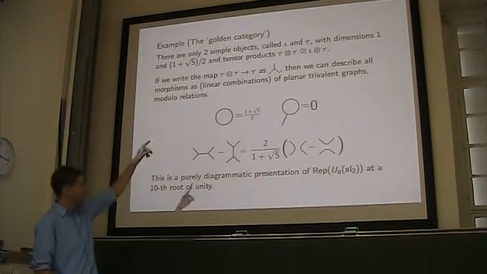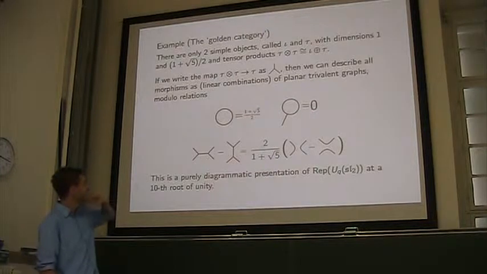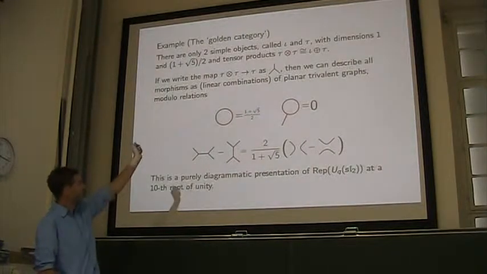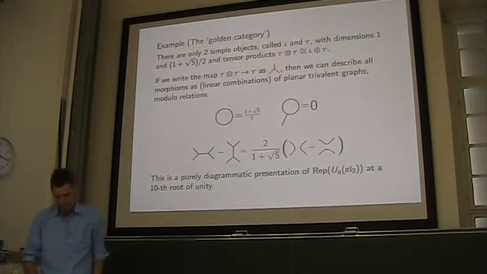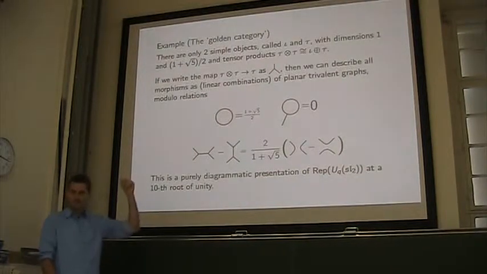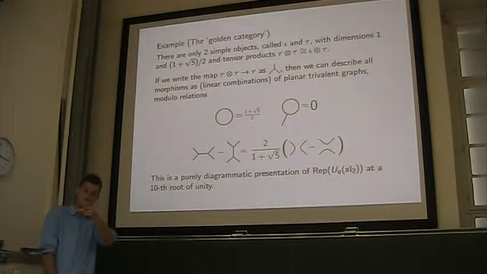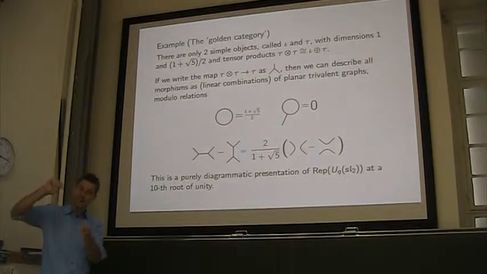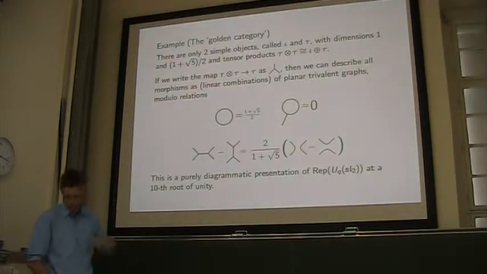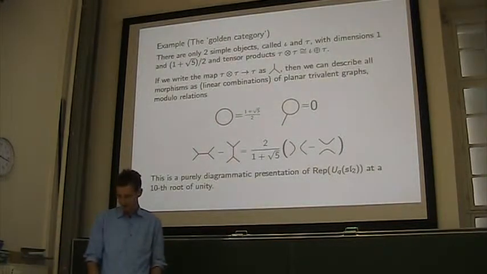So in particular, that means we've got some map from tau tensor tau to tau. And so let's draw that map as a little trivalent vertex. It turns out that it makes sense to draw that as a trivalent vertex in the sense that it's rotationally symmetric. If you take that map and twist it around, you really do get itself back, so it's reasonable to draw it as a trivalent vertex.